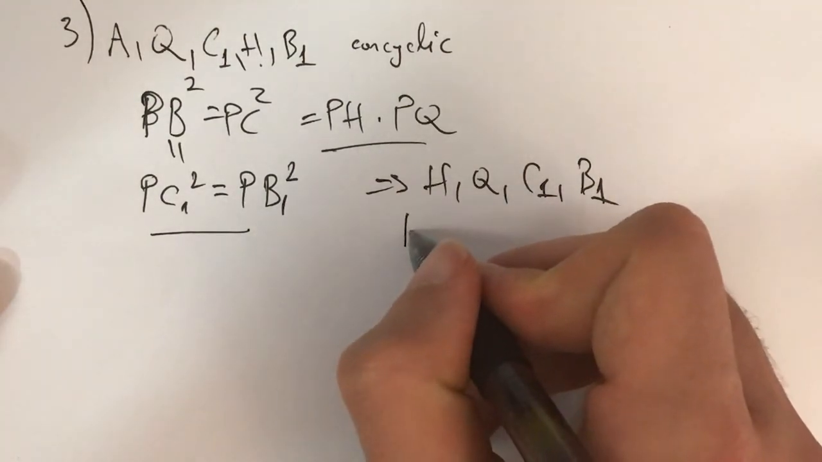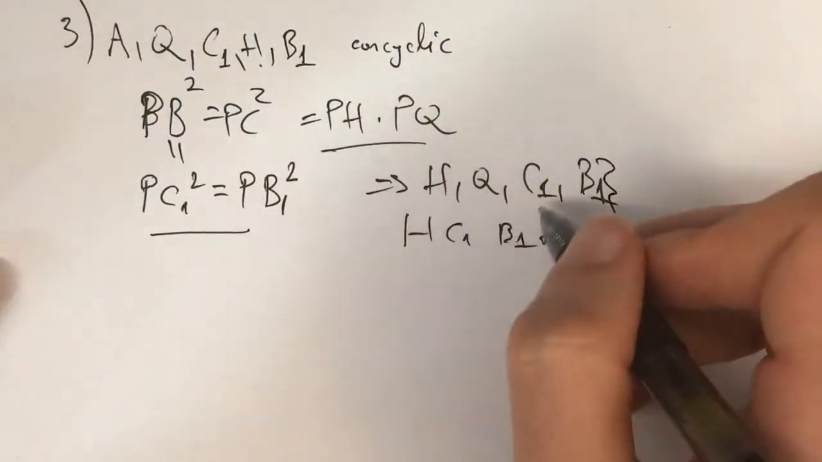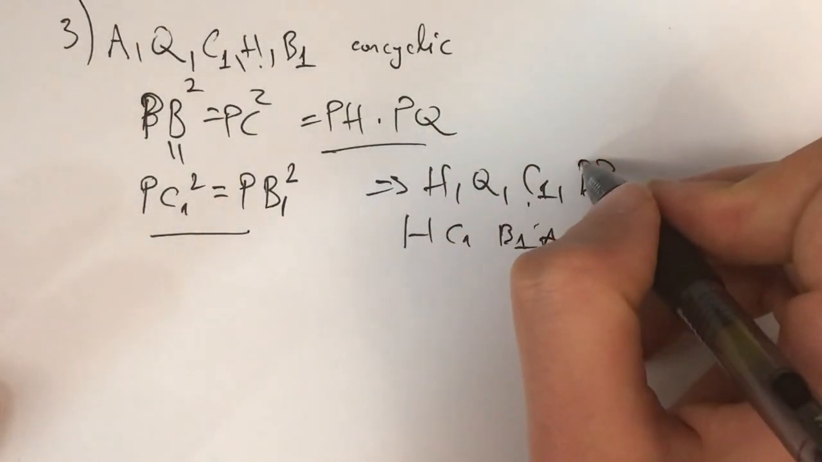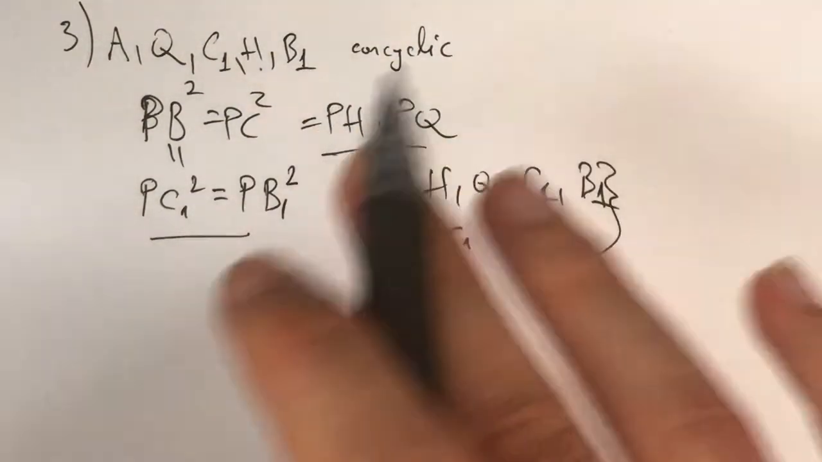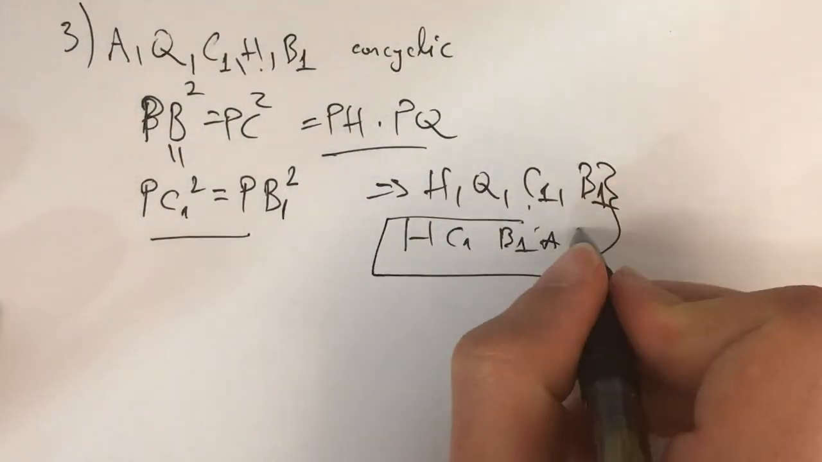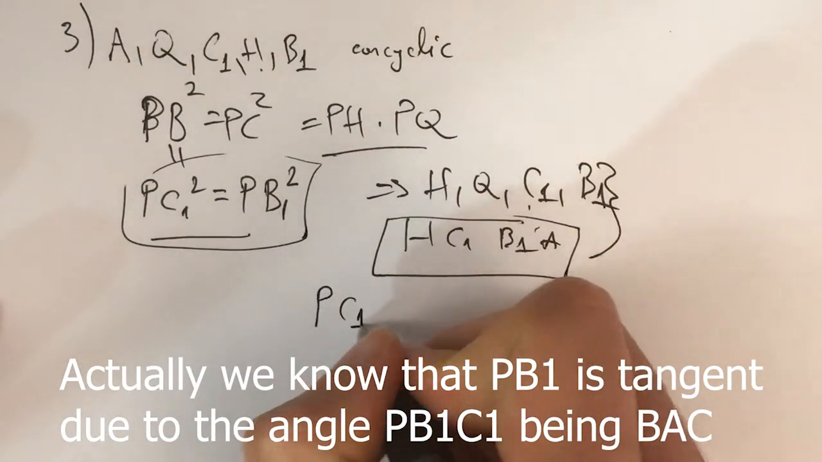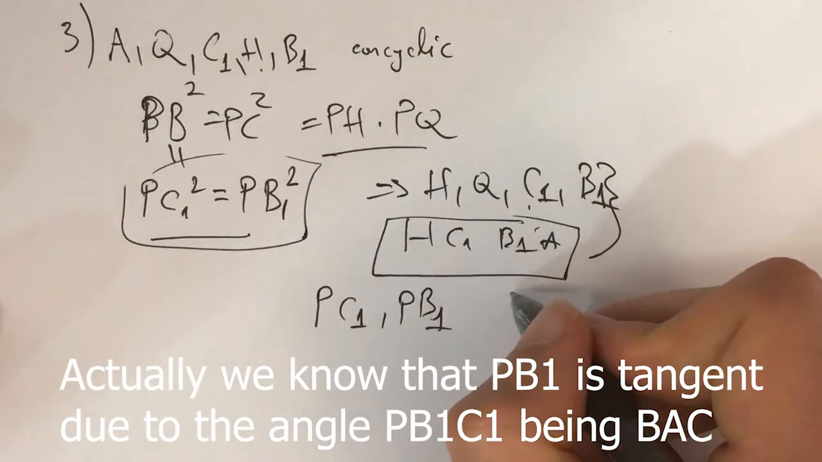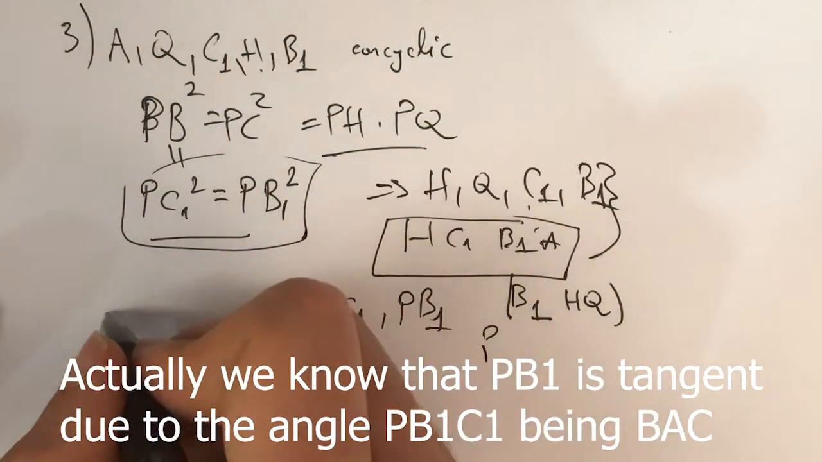And because we know that H, C1, B1, A lie on a circle, this means that all 5 points lie on the same circle. Actually, my argument is a bit faulty. For example, this means that H, Q, C1, B... oh, wait a second. The argument actually still can hold, but it needs to be more precise. Because we know these four are concyclic, and we know from this that PC1 and PB1 are tangents to this circle. Now, if we look at the circle around B1, H, Q, we also have PB1 is a tangent.